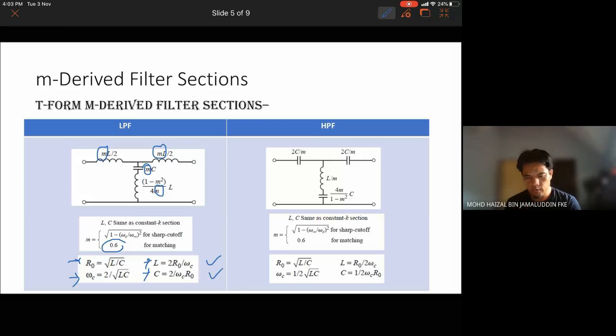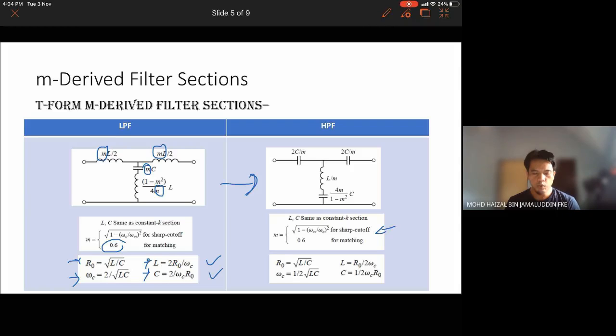Okay. Vice versa to the low pass filter, we have the high pass filter. All the positions of inductor and capacitor in the low pass filter are changed: inductor changes to capacitor, and capacitor changes to inductor. The value is still the same, and the value for LC is the same as for the constant K section.